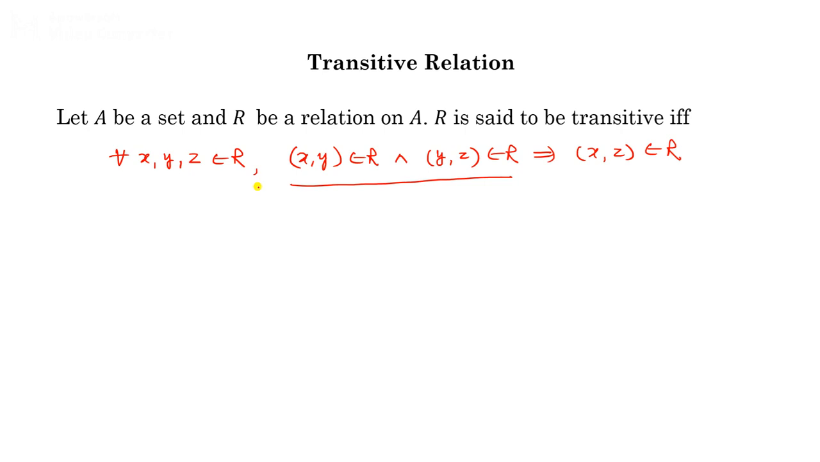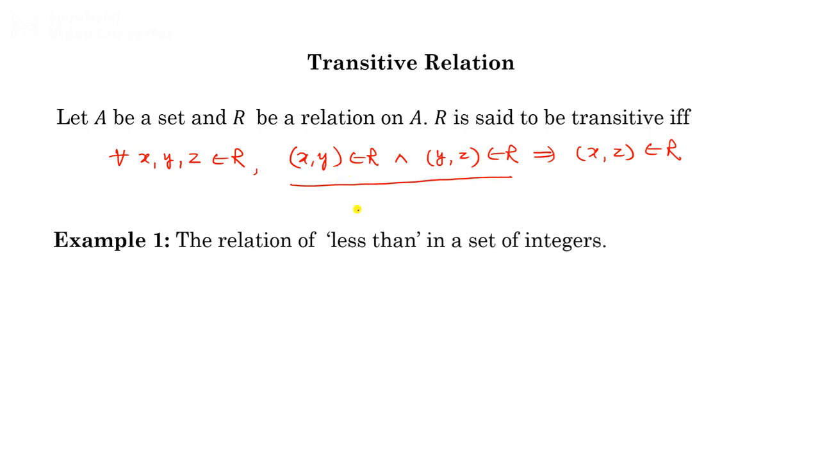One thing which is very important, and you have to note, is that for all x, y, z, those x, y, z which satisfy this condition. It means if no x, y, z exists such that these two conditions are satisfied, then there is no need to check the conclusion. The relation will be automatically a transitive relation, because in a conditional statement, whenever the condition part P is false, we need not check the conclusion, because P implies Q is already true in that case. So this is a very important thing.